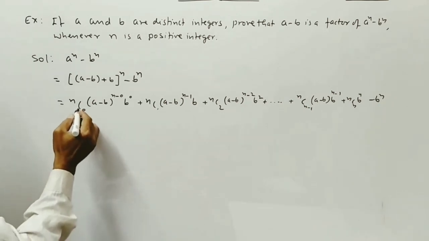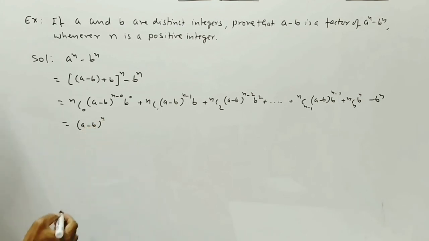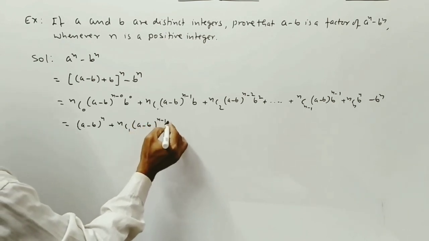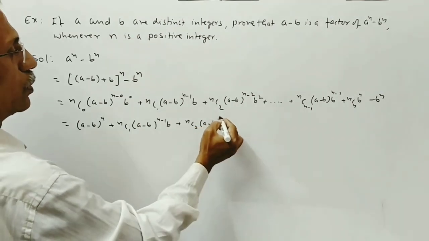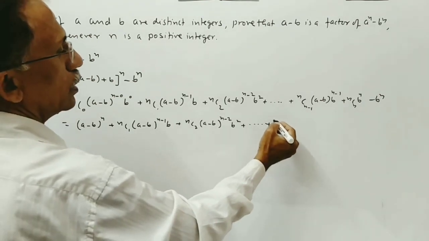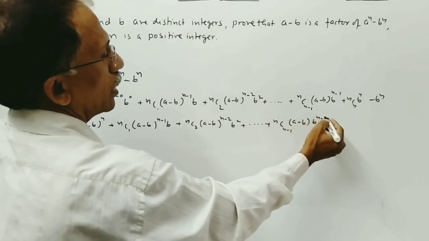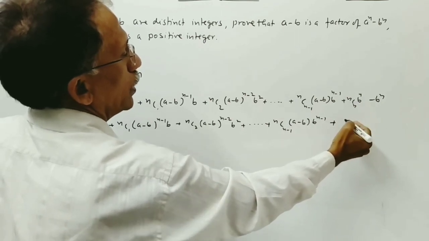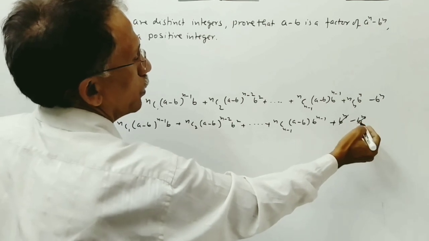This is equal to, nC0 is 1, so we can write (a minus b) whole raised to the power n, plus nC1 into (a minus b) whole raised to the power n minus 1 into b, plus nC2 into (a minus b) whole raised to the power n minus 2 into b square, plus and so on, plus nC(n minus 1) into (a minus b) into b raised to the power n minus 1, plus nCn, which is nothing but 1, into b raised to the power n, minus b raised to the power n. Plus b raised to the power n and minus b raised to the power n we can cancel.